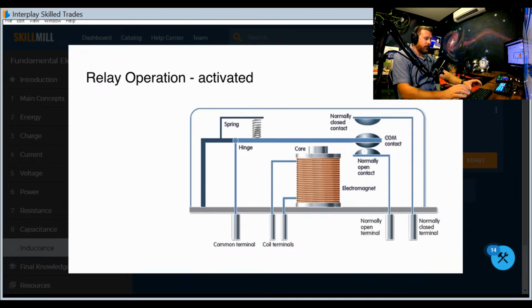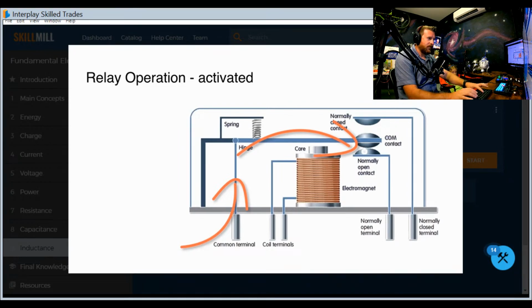Current in the external circuit, the one that's being controlled by the relay, now would flow from the common terminal through the armature and onto the normally open contact and out of the normally open terminal. Presumably, that would route the current to do a different job in a different circuit.